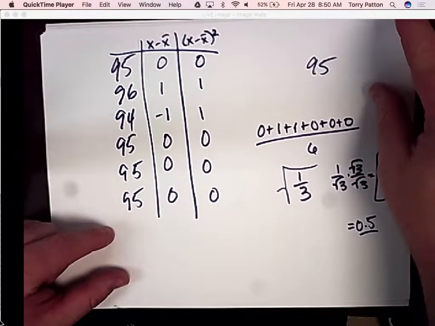Let me give you your homework. And the homework is just going to be 6, 7. It's not going to have the standard deviation stuff on there.